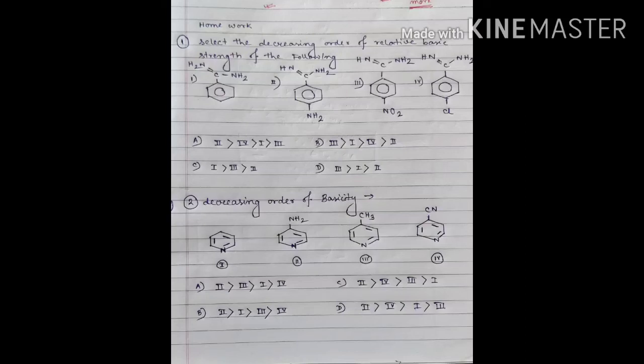In the second case also, see, the heterocyclic ring is there. Nitrogen is present everywhere. So that nitrogen can donate the electrons. Along with that, in options 2, 3 and 4, NH2, CH3 and CN, these 3 different substituents are there. So what kind of impact they will have on the basicity, that you need to understand.